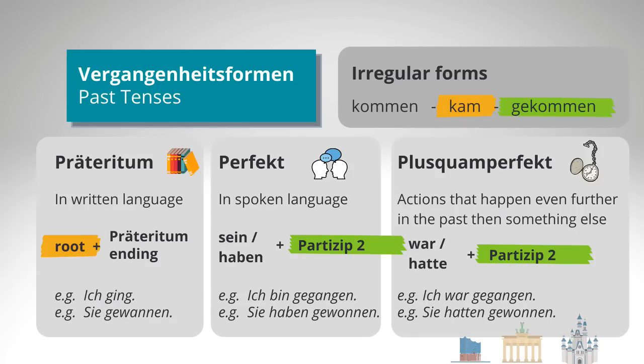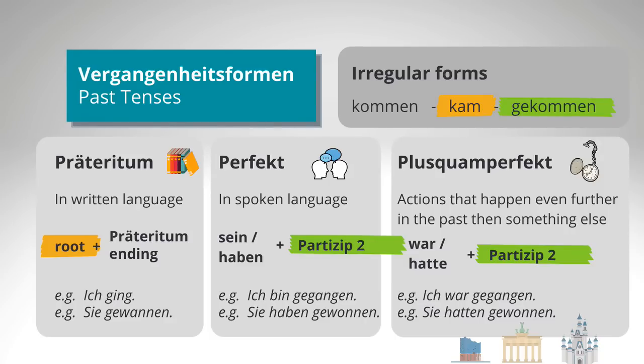And our third form is our Partizip 2. Gekommen. So we can also find all of the irregular Partizip 2 forms here in this table. The third form of the irregular verbs is always the Partizip 2. And as you can see, often the exception is that the ending is not a t, but an en. And that can also be seen in our example sentences. Ich bin gegangen, Sie haben gewonnen. Those are all examples for irregular Partizip 2 forms.